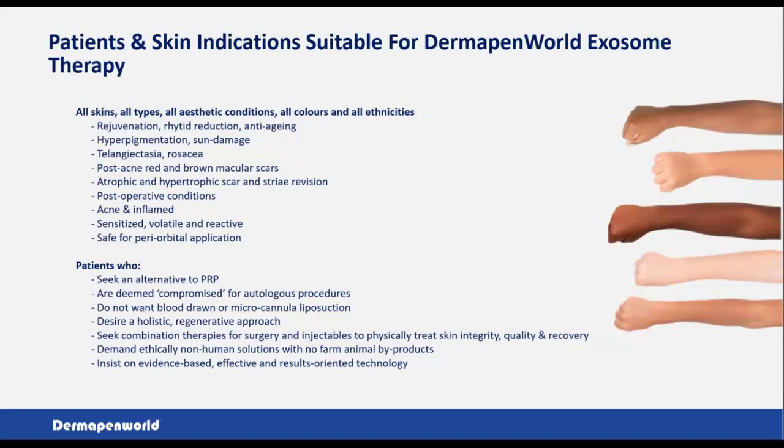Patients who are seeking other alternatives like PRP, and as we said, PRP is donor dependent. They're not deemed compromised for autologous procedures, they don't want blood drawn or micro cannula liposuction, they desire a more holistic and regenerative approach, want to seek combination therapies as well, or they demand an ethical, non-human solution which has no farm animal byproducts. Evidence-based, effective and results-oriented technology, very important.